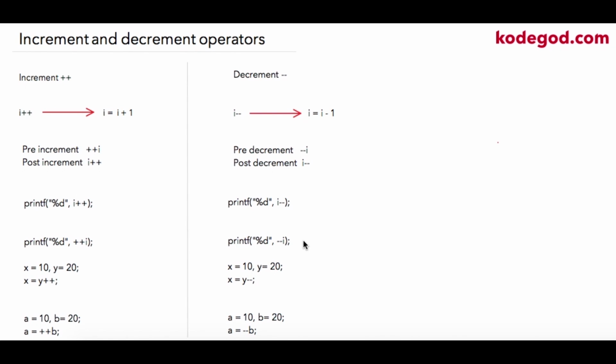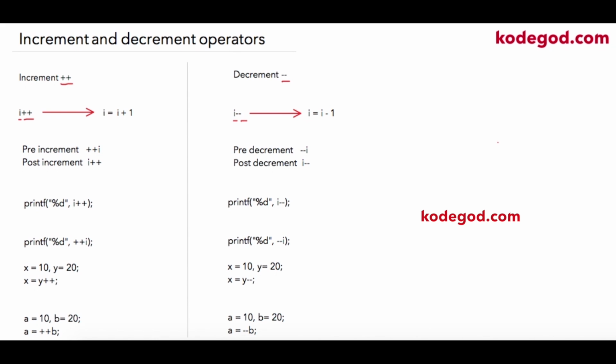Before we start programs on while and do while, let us look into these two operators, increment and decrement. The increment operator is denoted by plus plus sign and the decrement operator is denoted by minus minus sign. So plus plus, how to use this operator? We just need to use our variable name which we want to increment and then use plus plus sign, or variable name and minus minus sign.